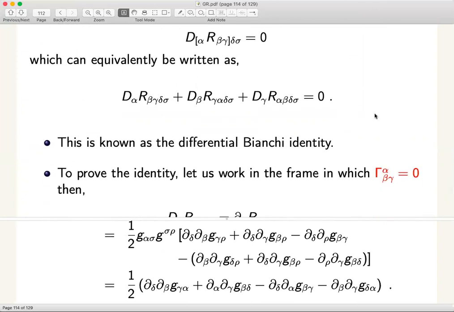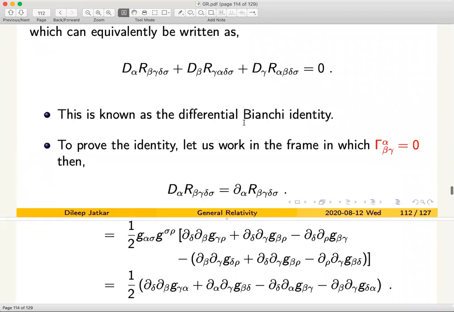Okay, fine. So this identity we can try to prove, and to prove it we will again use the convenient coordinate system, namely a coordinate system in which gamma is 0. If you are working in that coordinate system, then your covariant derivative is just a partial derivative. So then this entire equation becomes a partial derivative of R summed with cyclically permuted indices equal to 0. But we know in the frame in which gamma is equal to 0 what the form of the Riemann tensor is. That is written out here.